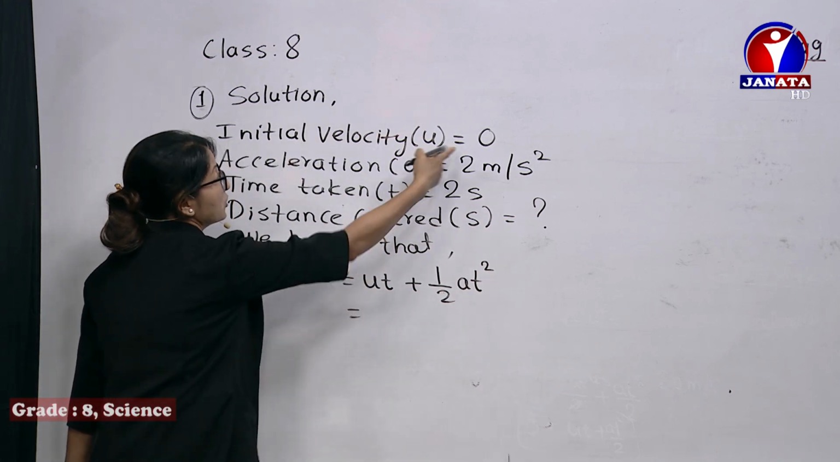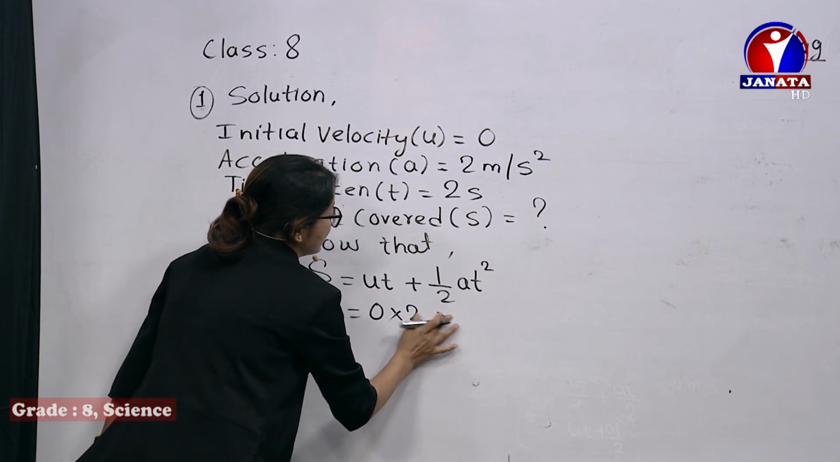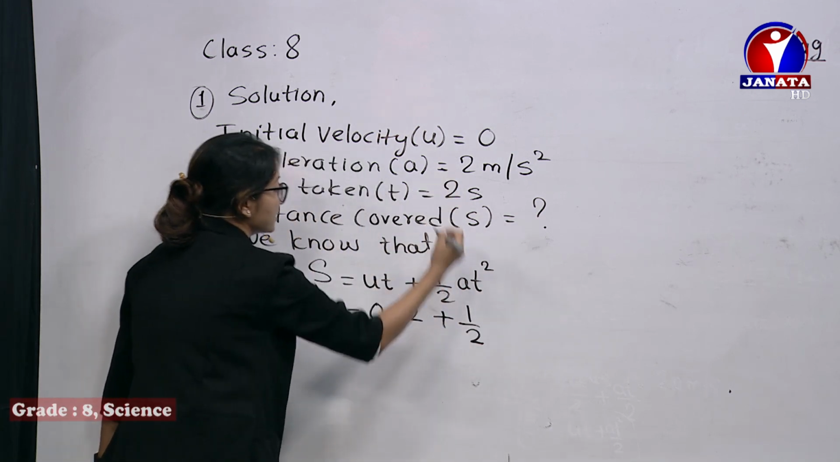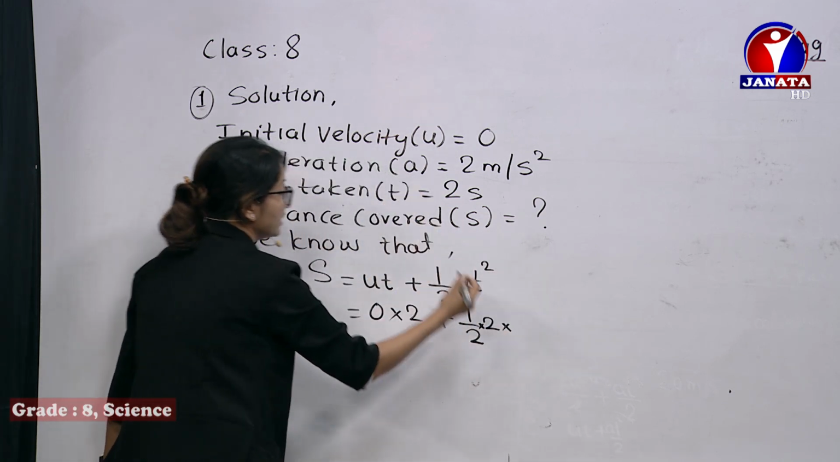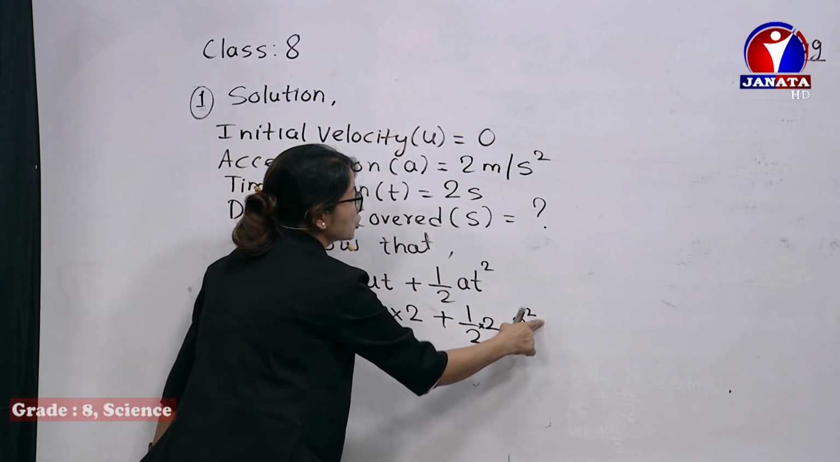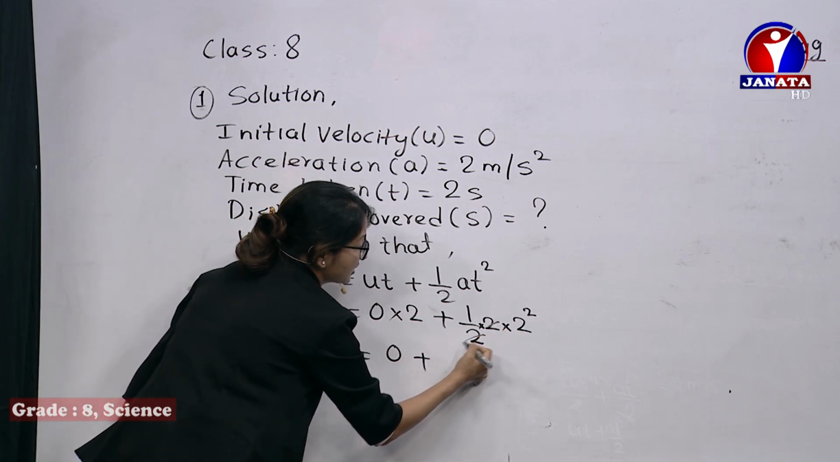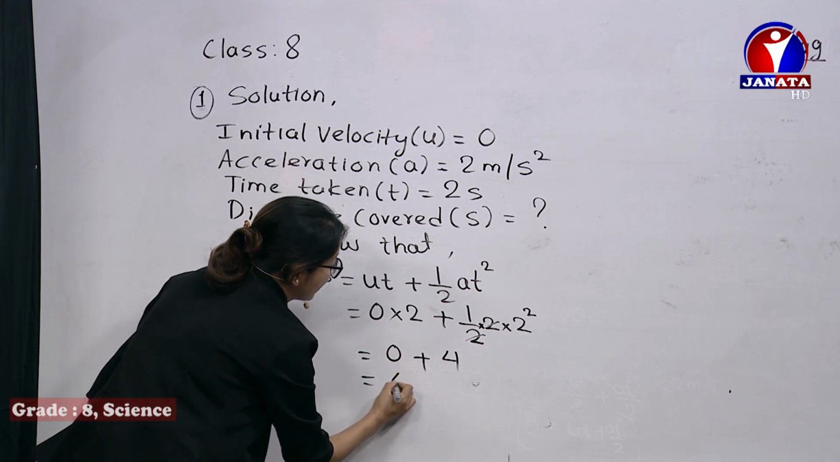So U, what's the value of U? It is 0. Time taken is 2 seconds. Then plus half AT square, acceleration is 2 meter per second square into time taken again 2, it's t square. So 2 into 0 is 0 plus this and this we can cut, 2 twos are 4. So the distance traveled is 4.